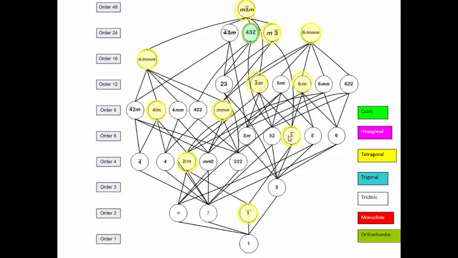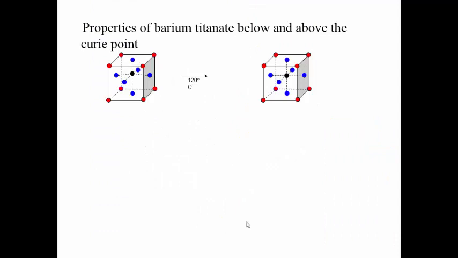Now I expect you to be able to do this, and if you want to check, does this group 4 over mm have a 1 bar as a subgroup? Well, you come down here, you come down there, you come down there, and there it is. So you're always able to trace that lineage out. Now let's look at a specific example.